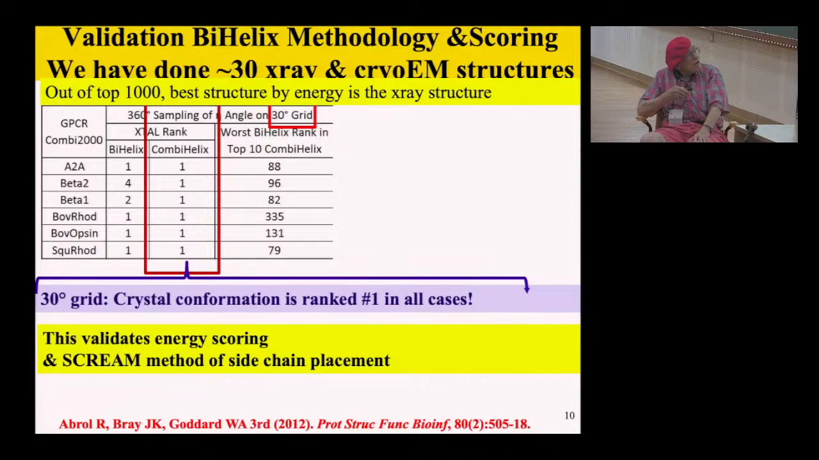These are just 5 of the 30 systems we've done. So doing this combi helix, building the 7 helix bundle, the crystal structure is number 1. Of course, we don't want the structure for the crystal structure, it's already known. We want the structure for the new target.